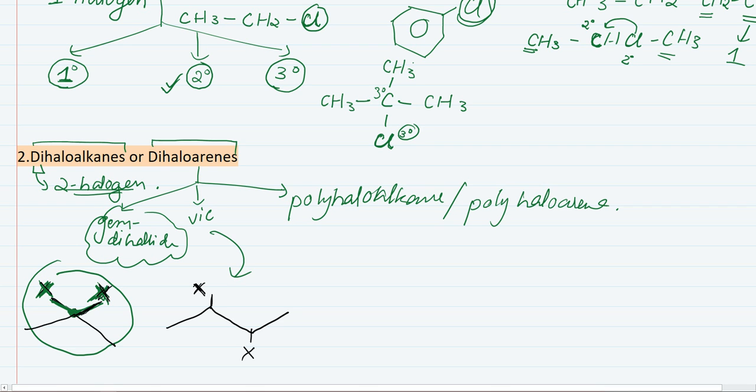a geminal dihalide. What about vicinal dihalide? Vicinal is a Greek word which means neighbor. So these are neighboring halogen atoms. These are halogen atoms which are present adjacent to each other, attached to adjacent carbon atoms. So this is the first carbon atom and this is the second carbon atom, and these halogen atoms are adjacent to each other, so we will say that these are vicinal dihalides.